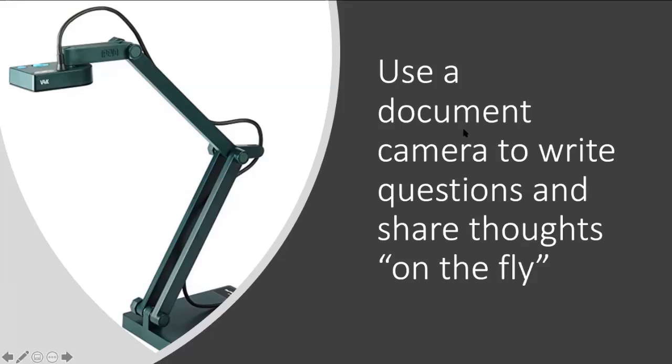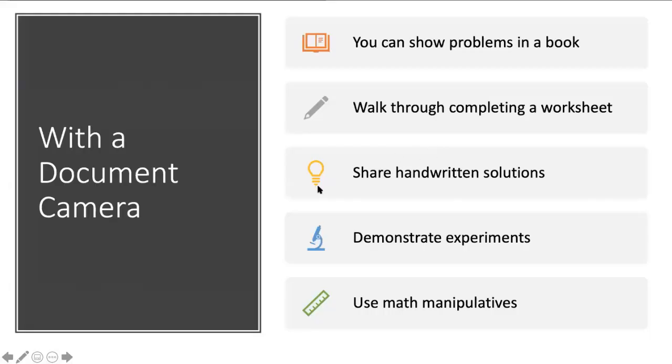So document cameras are great for just being able to share things on the fly. You can put a book underneath it and show a problem out of a book. You can walk them through how to complete a worksheet. You can share a handwritten solution to something if you need to write out a quick solution. You can demonstrate experiments. You can use manipulatives, all sorts of things that you can do with a document camera once you have one.